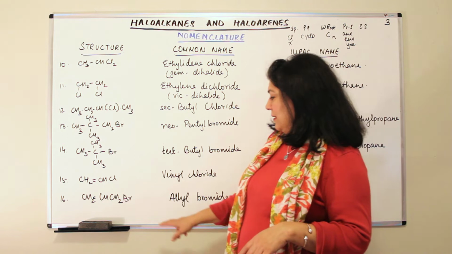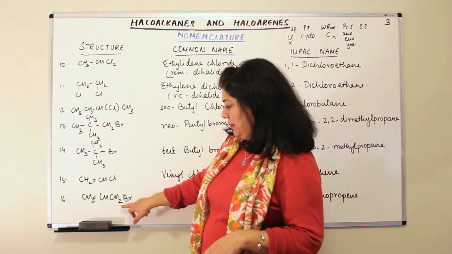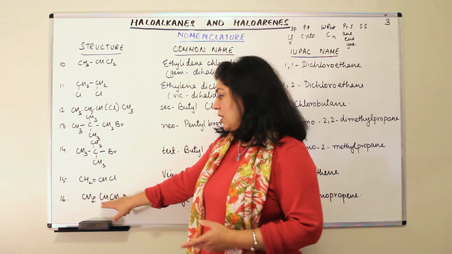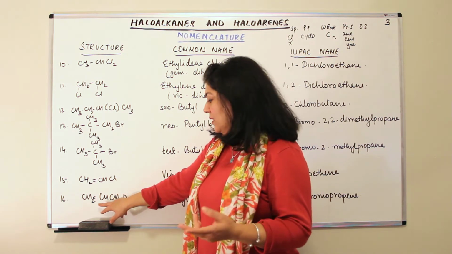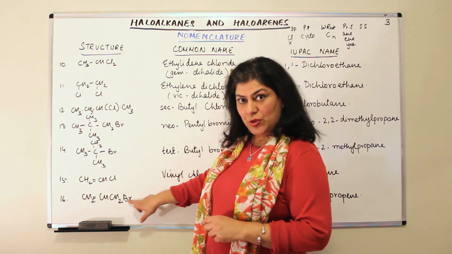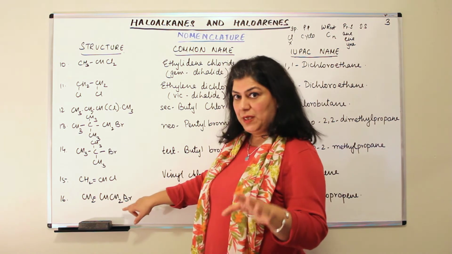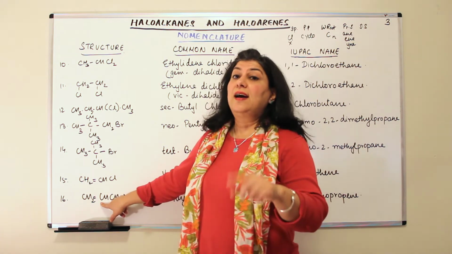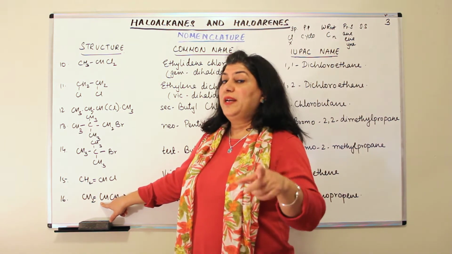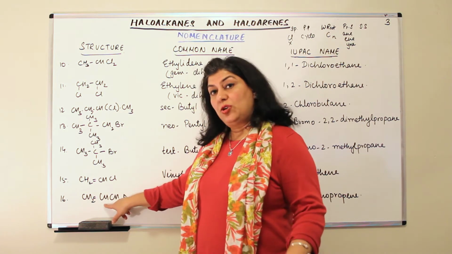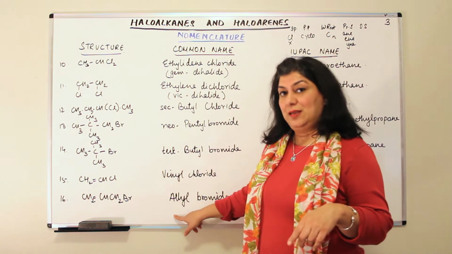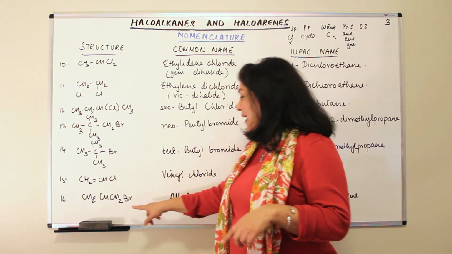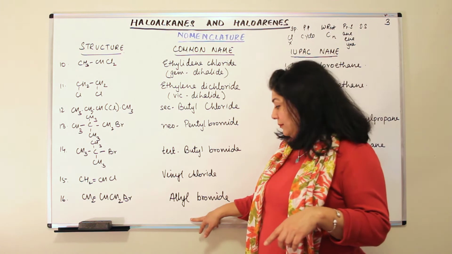But if the alpha carbon is attached to another carbon which is sp2 hybridized, or which has a double bond, in other words, the carbon which is attached to the halogen is sp3, it is forming single bonds, but the carbon which is attached to this one is sp2, or it has a double bond. Such a compound in common nomenclature is known as the allyl compound. So this is vinyl chloride and this is allyl bromide, right?